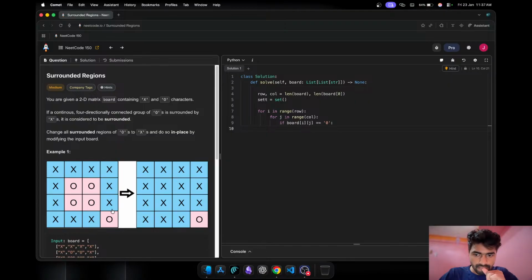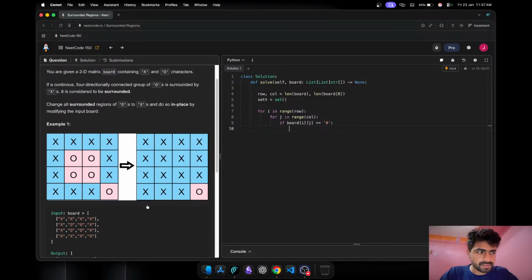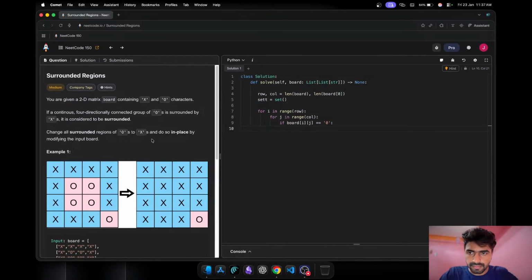It's a bit tough. I can do one thing: I will convert all these border cells into something else and keep them as they are, and in the end I will convert those border cells again into X. I think that is something I can do with it.